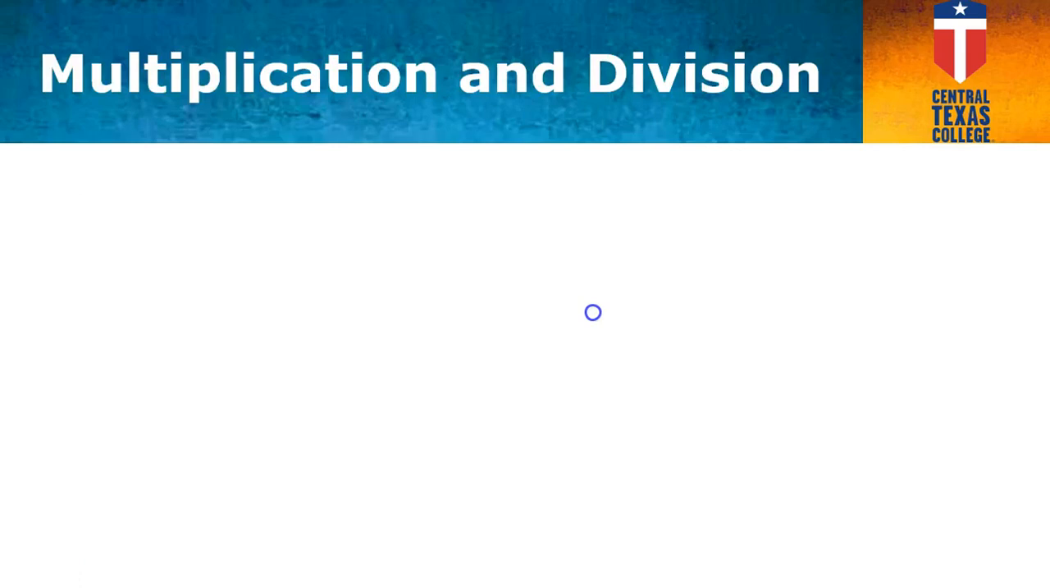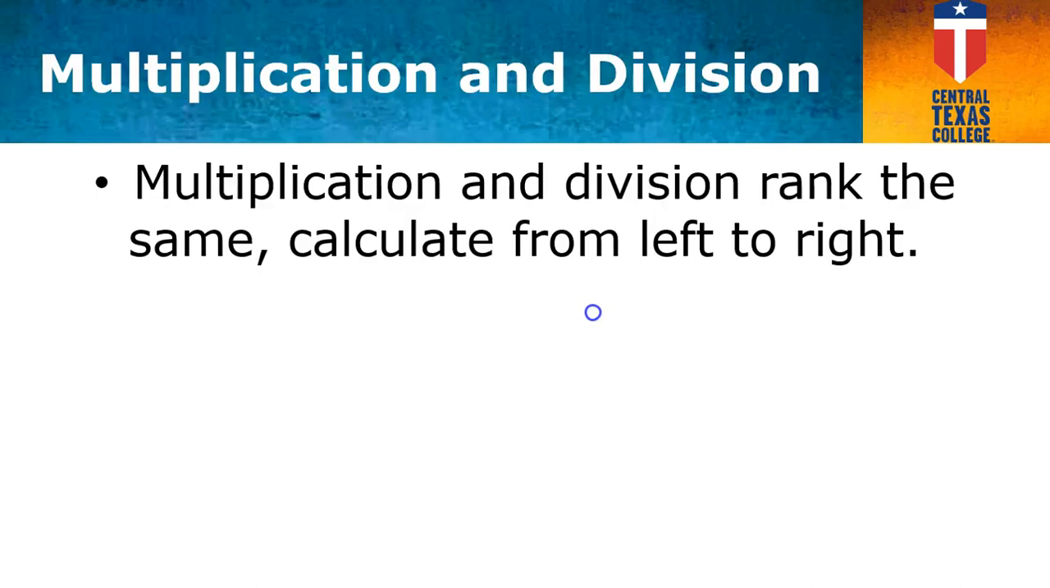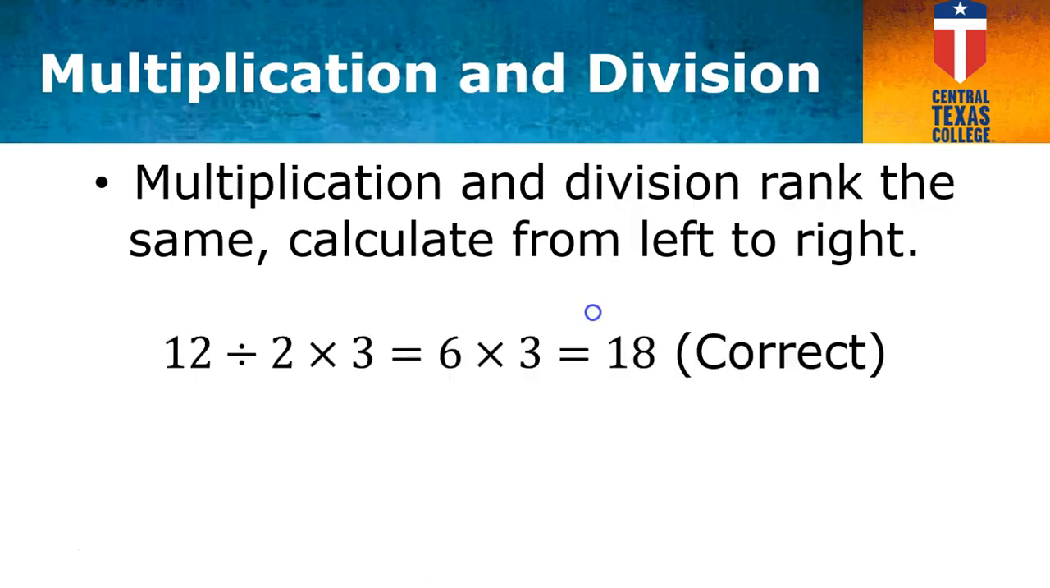So multiplication and division, this is why they're on the same step, because they have the same rank. One's not more important than the other. So when you get to the multiplication and division step, you work just from left to right, and whatever comes first. So if it's multiplication then division, you multiply and then divide. Or if it's division and then multiplication, you do the division and then multiply. So you always work left to right.